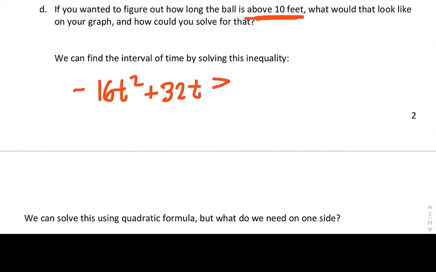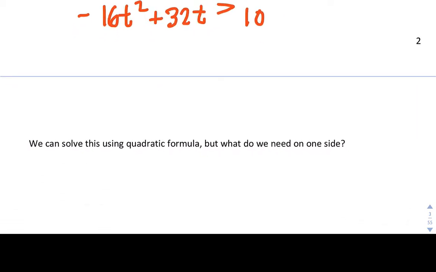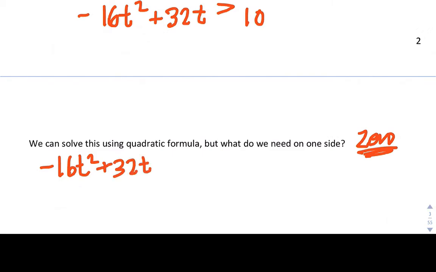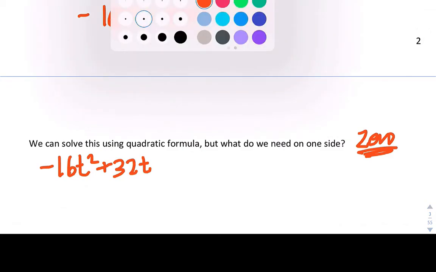Okay, so this is where it gets different than last chapter, because before we had when does it equal 0, when does it equal 10 feet, but now we're going to want to know when is it greater than 10 feet. So it says we can solve this using quadratic formula, but to use quadratic formula, what do we need on one side? Well, we need 0 on one side. So let's say we have negative 16t squared plus 32t. And we're going to subtract 10 from each side.